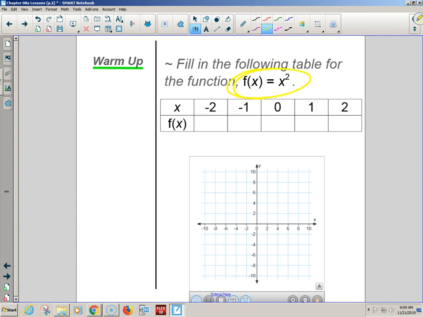So you guys should have a table made, true? What do you always do at tables? You put the X in. Put the X where? In the X. Exactly. Plug it in, plug it in.